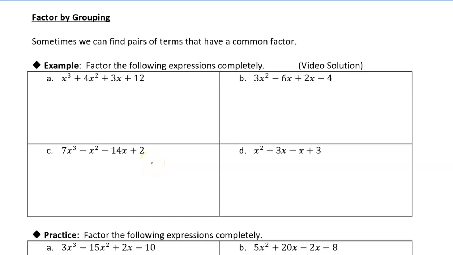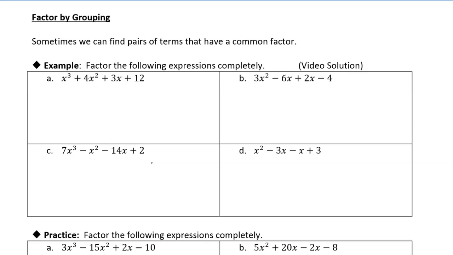All right, this next factoring skill can be a little tricky. Sometimes there is no greatest common factor across all of the terms of an expression, but we can find pairs of terms that have a common factor. Okay, so it's a little sneaky. But let's take a look at this first example and you'll see what I mean.